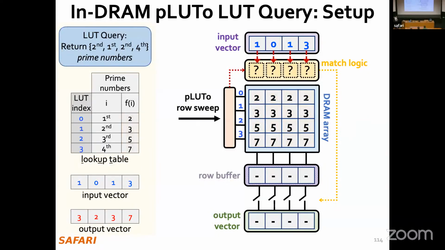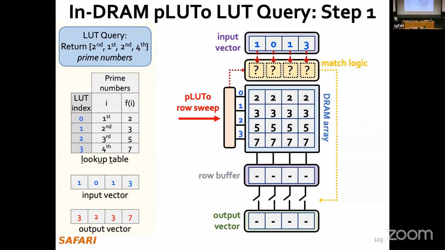The way that this is going to work is through what's called the pLUTo row sweep operation, which is going to access each one of those DRAM rows in order and compare these indexes to the input vector. And if it's a match, it's going to trigger or assert some access transistors over here, which is going to enable me to copy the data in a particular location to this output vector. So let's see how it's going to work in practice.